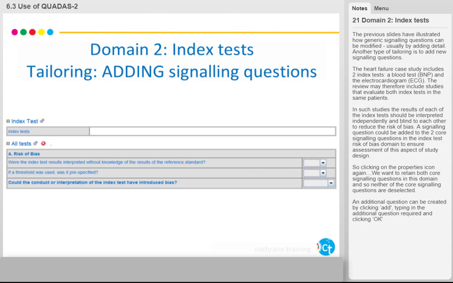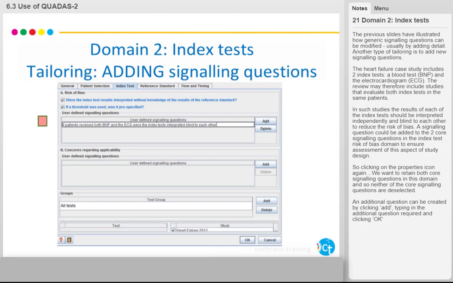A signalling question could be added to the two core signalling questions in the index test risk of bias domain to ensure assessment of this aspect of study design. So clicking on the Properties icon again, we want to retain both core signalling questions in this domain, and so neither of these core signalling questions are deselected. An additional question can be created by clicking Add, typing in the additional question required, and clicking OK.